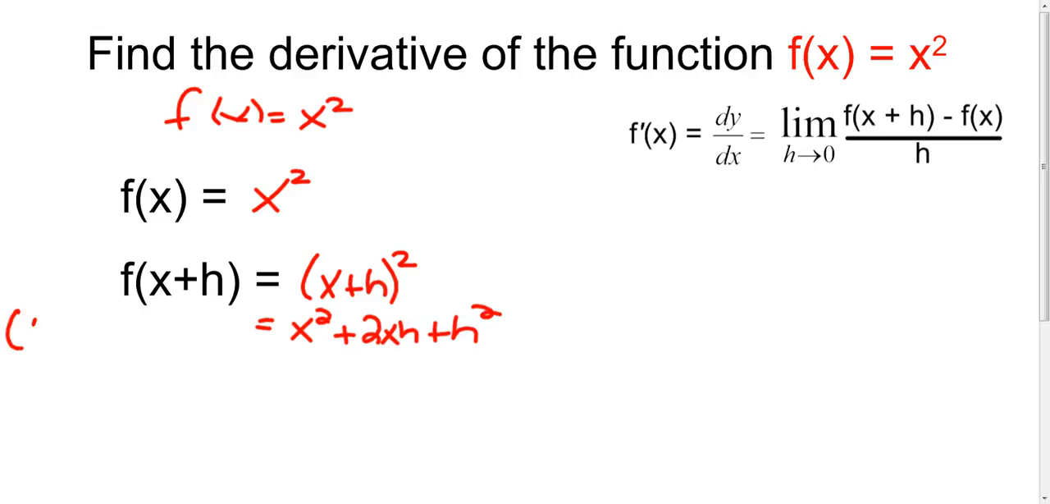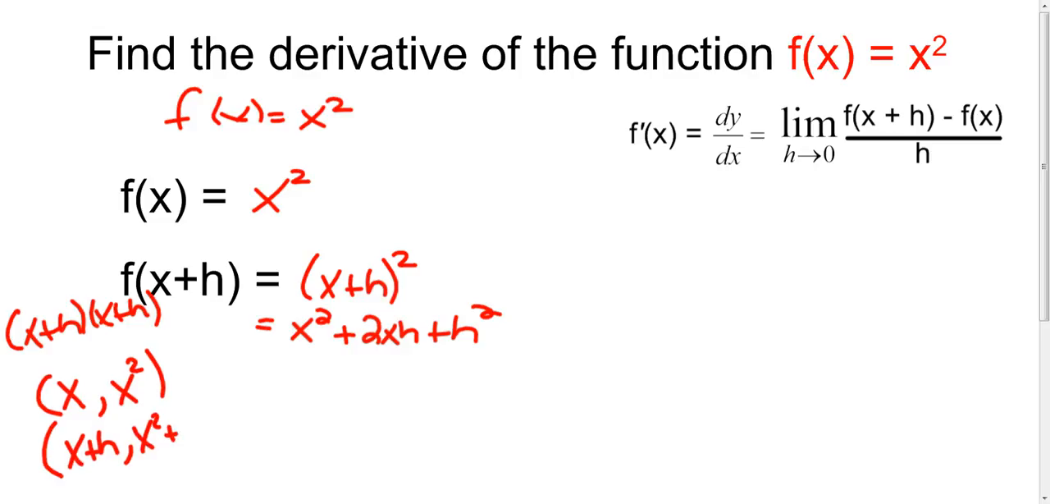If you don't know how I got that, I'm not going to take the time to do this, but I multiplied x plus h times x plus h because that's what squaring it means. Again, what you're really doing is plugging in the point x, and I get x squared. I'm plugging in the point x plus h, and I'm getting x squared plus 2xh plus h squared. So you're still finding rate of change. This is like your x1, y1, x2, y2, and you're finding rate of change with that. You're doing limits to do it in this case.